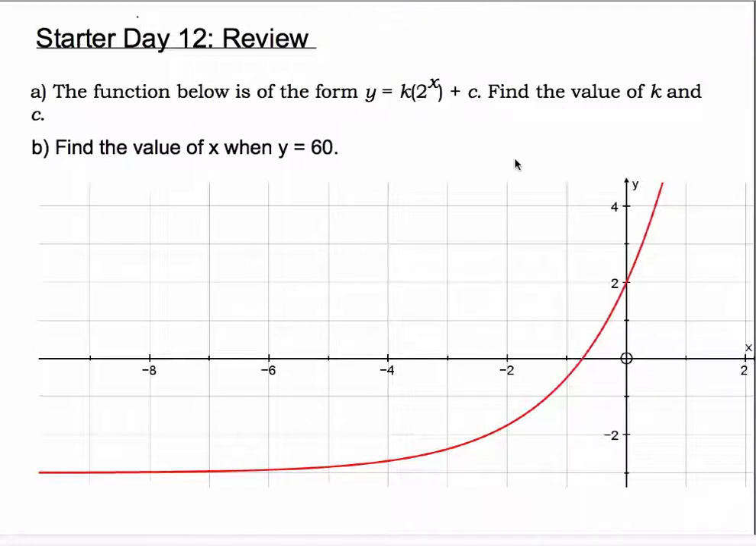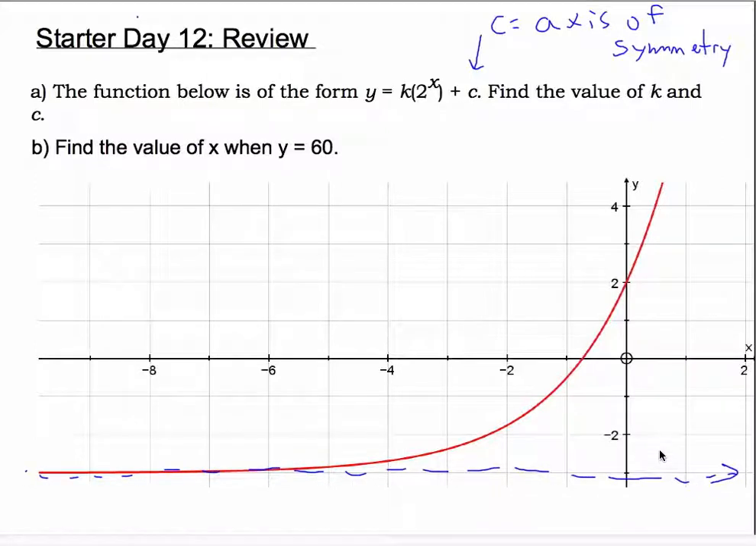Alright, in this question here, we're given the graph and we're given the form of the equation. We need to find the constants k and c. So usually the easiest thing to do is to find the c value, because the c value is equal to the axis of symmetry. Alright, so if we take a look at the function here, we can see the axis of symmetry is right here. The axis of symmetry is y equals -3.